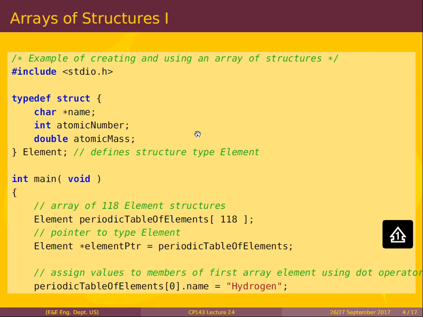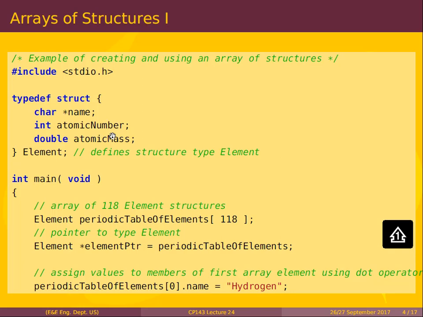So this is a user-defined type that internally can contain a few fields, okay? The fields in this structure are the name, the atomic number, and the atomic mass, and the type of this user-defined variable type is element. So I can use this when I declare variables. For example, I can declare an array, periodic table of elements, that is 118 big, and each one of the elements in that array is of type element. So each element essentially has a name, an atomic number, and an atomic mass.